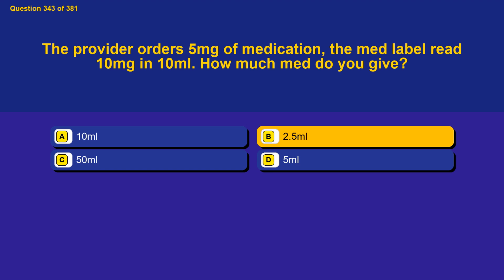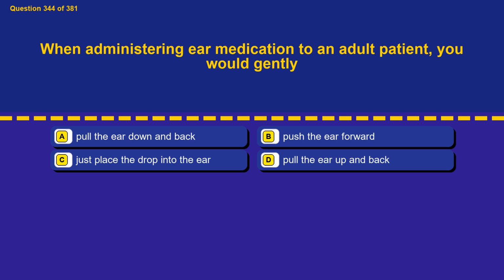The correct answer is option B. 2.5 milliliters. Question 344. When administering ear medication to an adult patient, you would gently. Option A. Pull the ear down and back. Option B. Push the ear forward. Option C. Just place the drop into the ear. Option D. Pull the ear up and back.